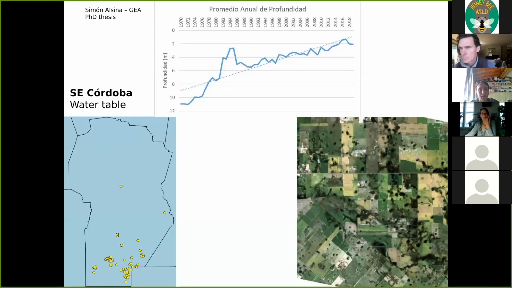So here on the bottom left, we see Cordoba province in Argentina, which is probably almost the size of Spain. And the yellow points are points where we measure the water in the soil. And we measure how close the water is to the soil surface. And on the top, you can see the trend through the years of the water in the soil as an average of all those points. And you can see that there is a line that is going up, and that means that through time, the water is getting closer to the soil.